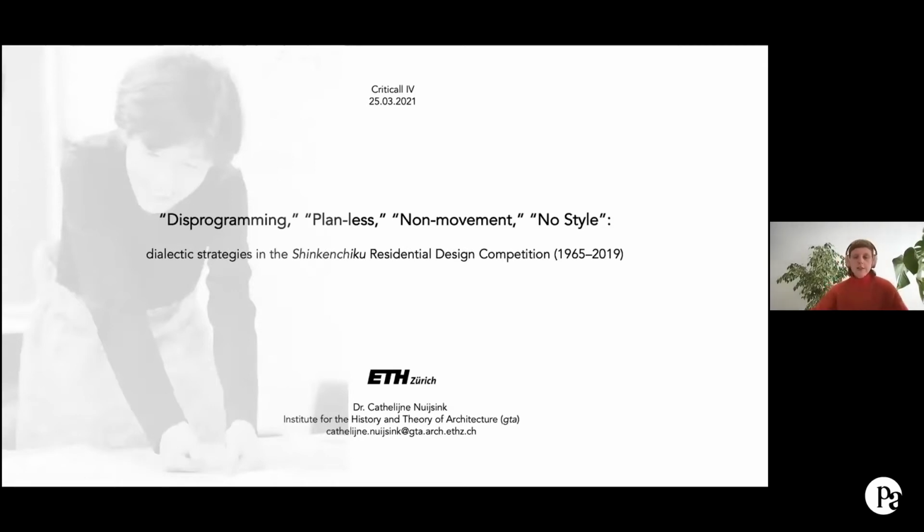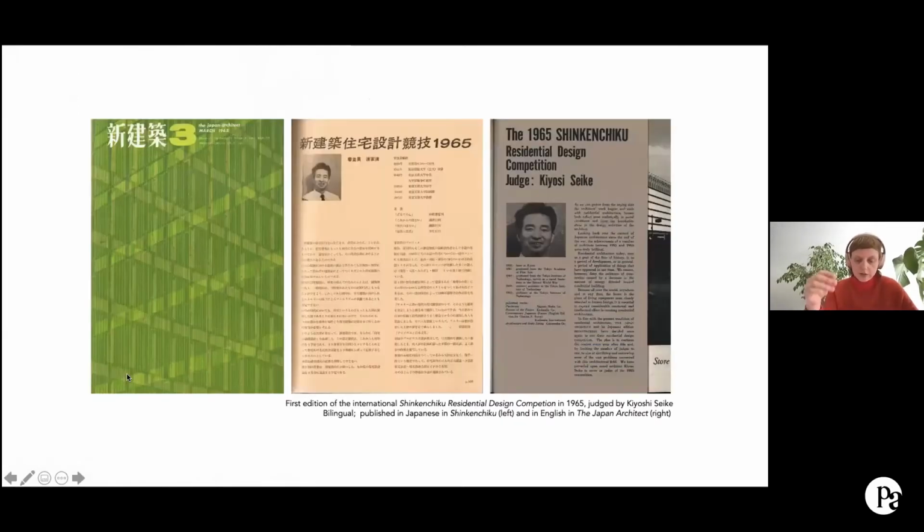So in 1965, the editors of the Japanese architectural journal Shinkenchiku launched an international housing idea competition to rejuvenate its long-running magazine. Exciting design proposals from young architects responding to renowned architects serving as single judges were to attract a new and younger readership. The Shinkenchiku residential design competition, as it was named, was bilingual from the beginning, which was to serve a double function.